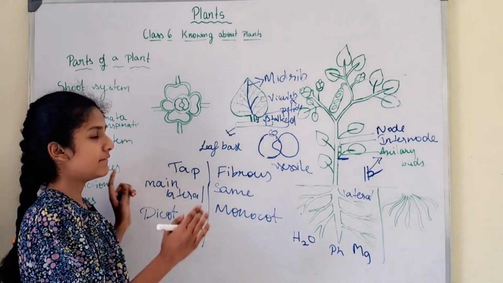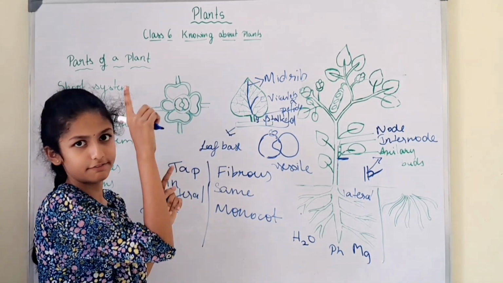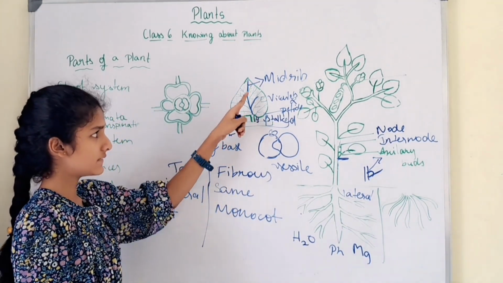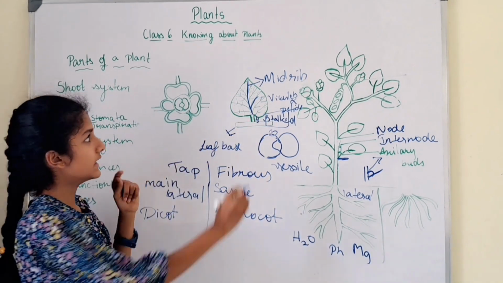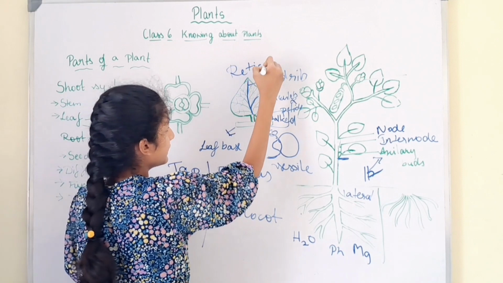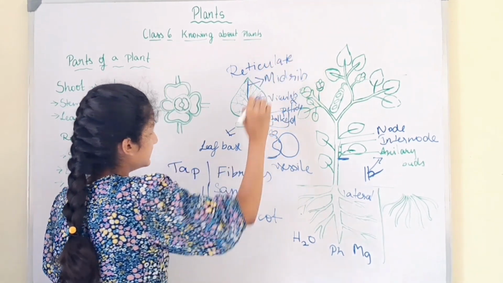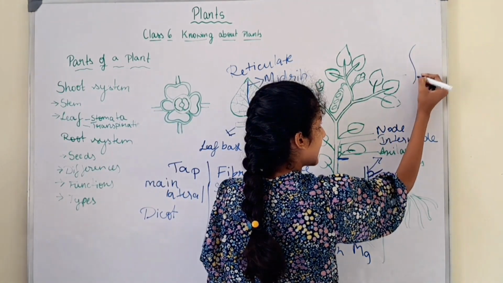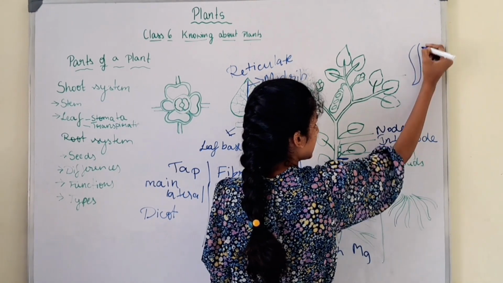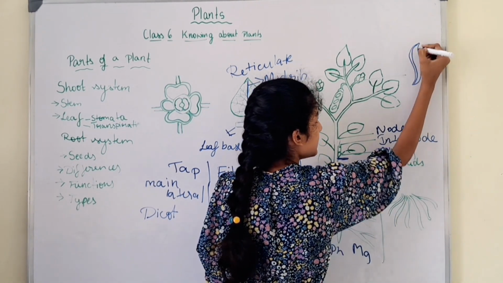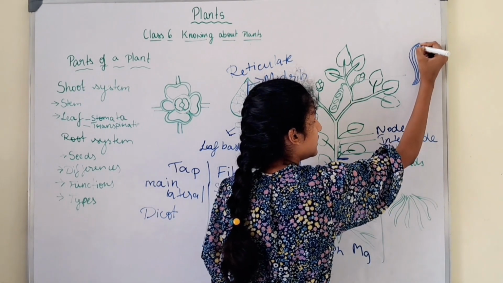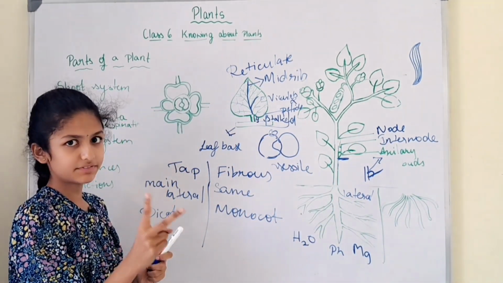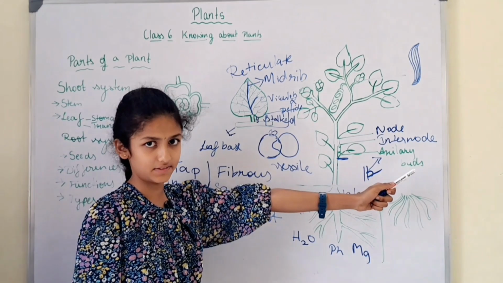And venation. Venation means the arrangement of veins. Here, all the veins are like a net-like structure, so it is reticulate venation. Another type is that all veins are parallel to each other. For suppose, this is a grass plant leaf. Here, all the veins will be similar to each other and parallel to each other. So, it is known as parallel venation. We have two types of venation, reticulate venation and parallel venation.